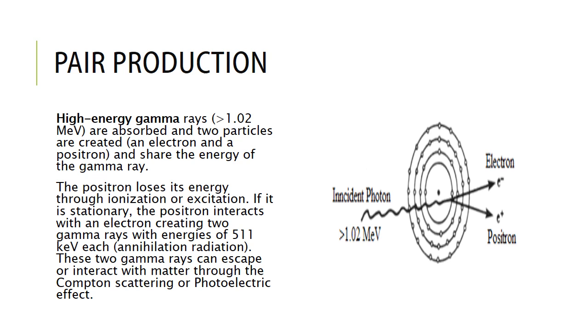So this super high energy incident photon is going to interact with the electromagnetic field of the nucleus, and it's going to create these electrons and positrons. So a pair is going to be created.